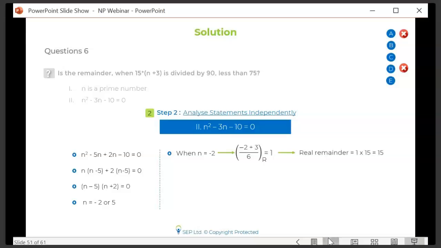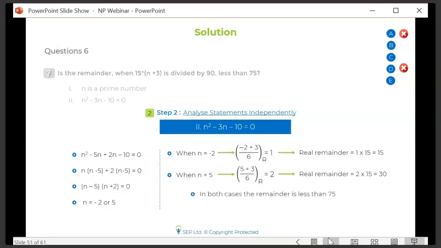Keep a note of it. When I put n is equal to 5, you'll get the remainder as 2, and the real remainder would be 2 times 15, because 15 is what we need to multiply by to get the original remainder. Notice in both these cases, the remainder is less than 75. And since there are no other cases possible, we can confidently say that statement 2 is sufficient, and the correct answer will be option B.